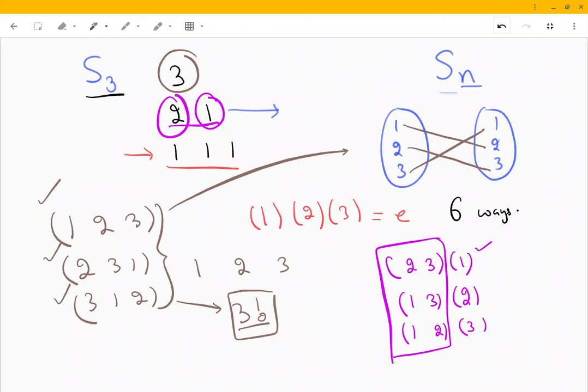So we divide this by 3 to remove this repetition, which gives us 3 times 2 over 3 times 1 over 3, which in turn gives us 2. So there are 3 cycles, which actually are this 1, 2, 3, and then 1, 3, 2, right?